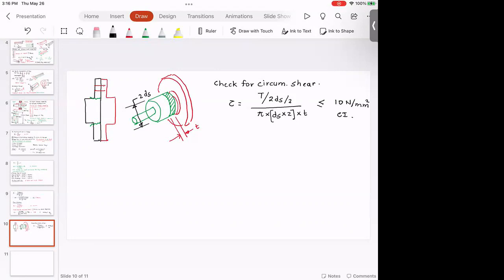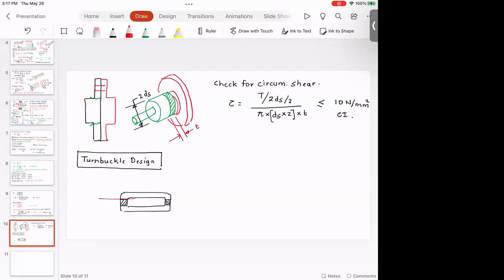Okay, so next part is turnbuckles. So what is a turnbuckle? A turnbuckle is something like a composite screw assembly wherein you have the left hand threads on one side and the right hand threads on the other side. And then you have screws here.